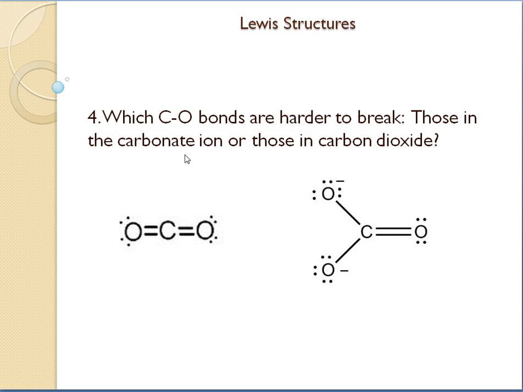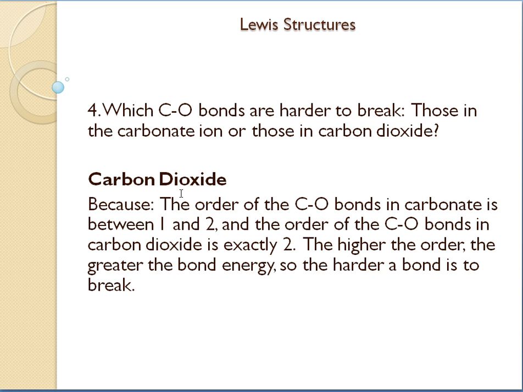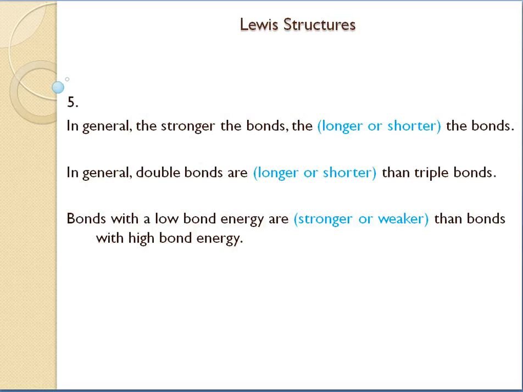Which ones are harder to break? The ones in the carbonate ion or those in carbon dioxide? So carbon dioxide is actually harder to break because those are double bonds, and carbonate, they're kind of between single and double bonds in terms of strength. Double bonds are harder to break than single bonds.